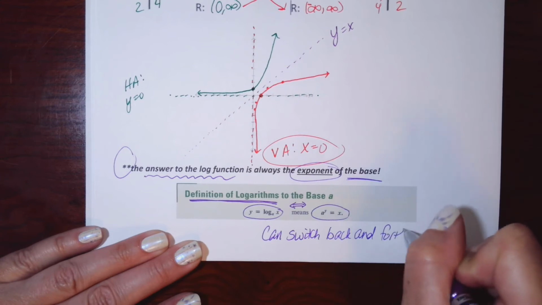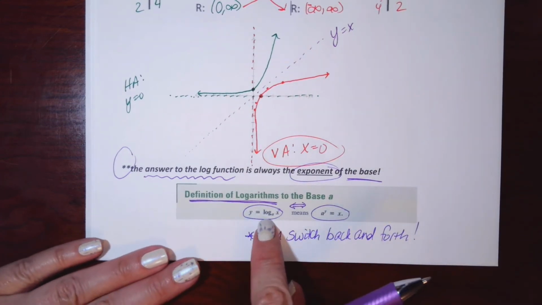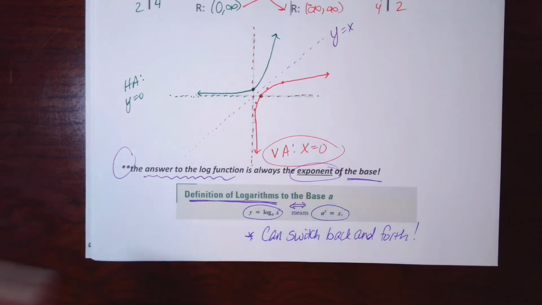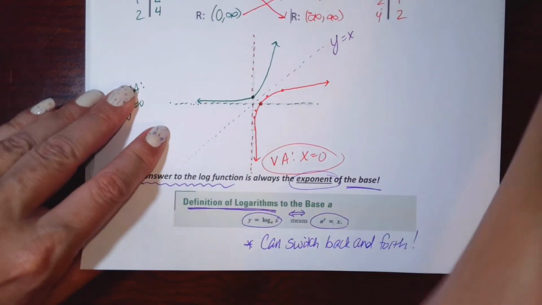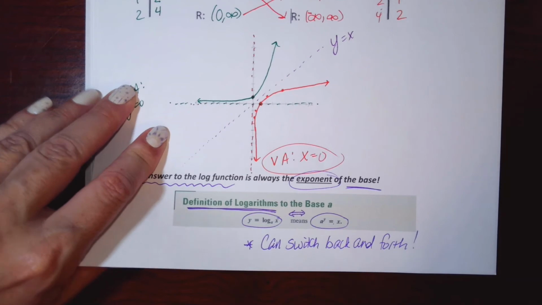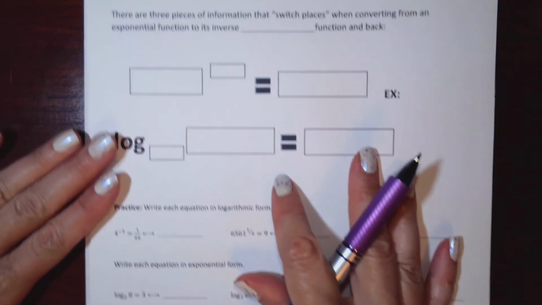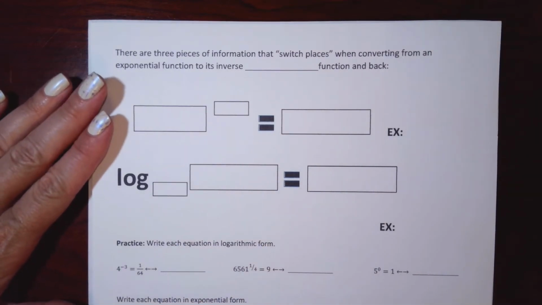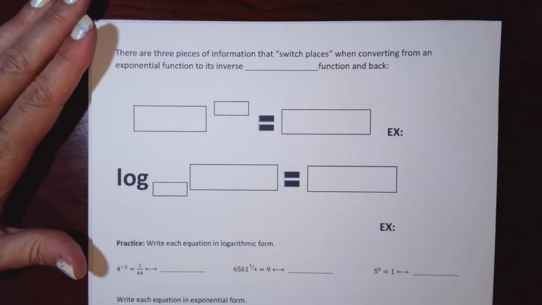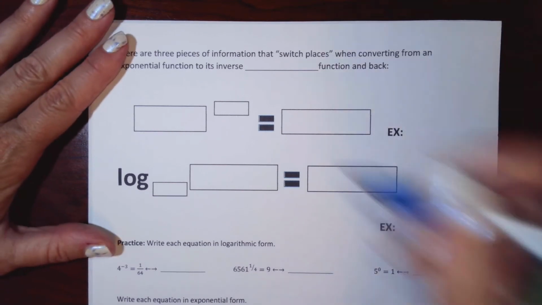So when I refer to the definition of logarithm, this is what I'm talking about. If I have a log equation, I can rewrite that as an exponential equation, and vice versa. If I have an exponential equation, I can rewrite it as a log equation. Being able to switch that back and forth allows us to solve a lot more equations simply. Now let's break that switch back and forth down. There are 3 pieces of information that are going to switch places when we're converting back and forth from an exponential function to its inverse logarithmic function.